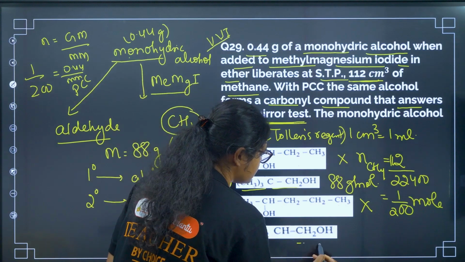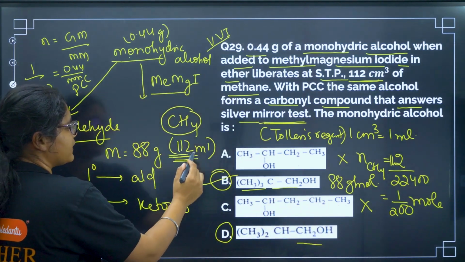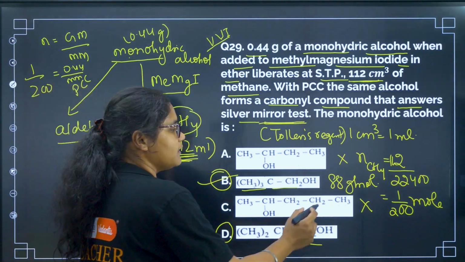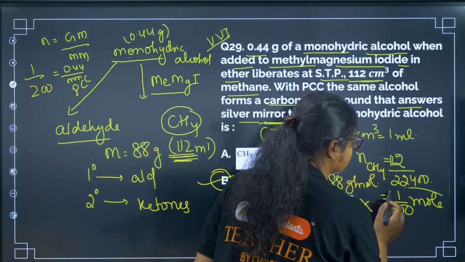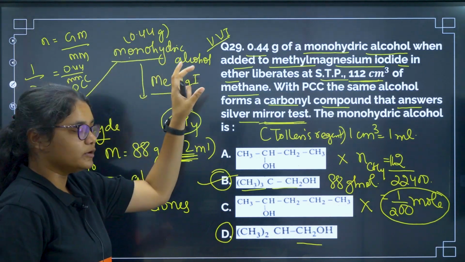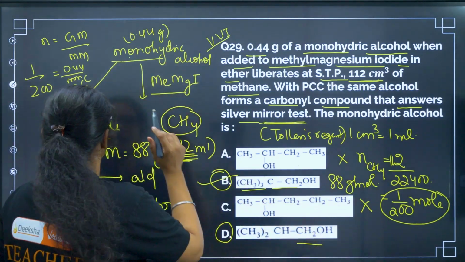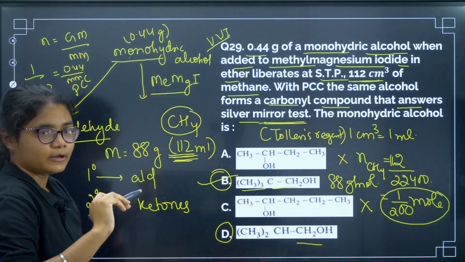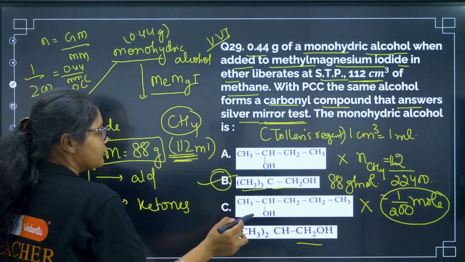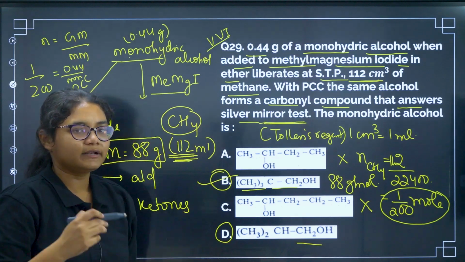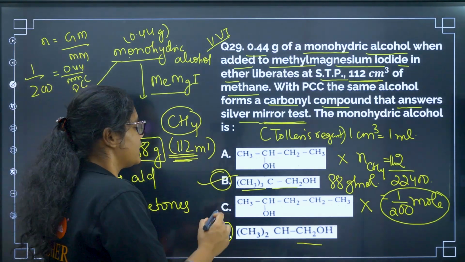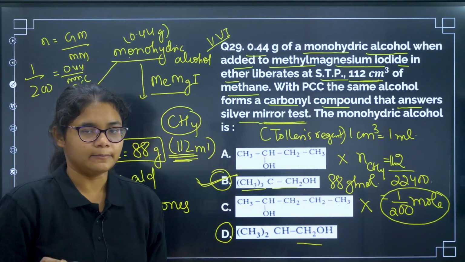Now coming to these two, 112 ml is produced, so we can calculate how many moles there are, right? Given volume by molar volume, so that is 1 by 200 mole. So I can say this monohydric alcohol moles are 1 by 200. Now, number of moles is equal to given mass by molar mass. So the molar mass of this compound is 88 gram. Now you have to check these two options, calculate their masses, and if you get 88 gram, then that will be the answer. So the correct answer for this question is option B.